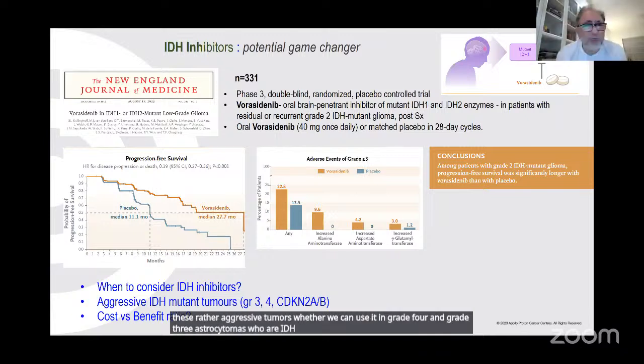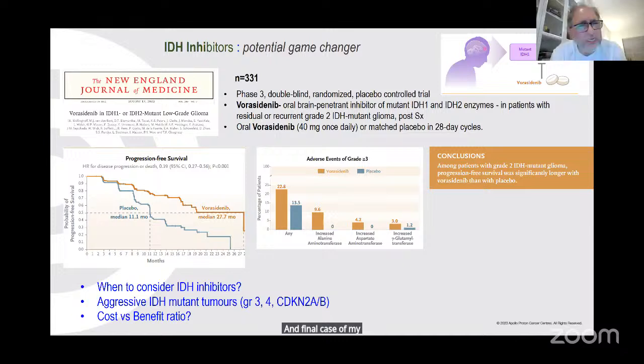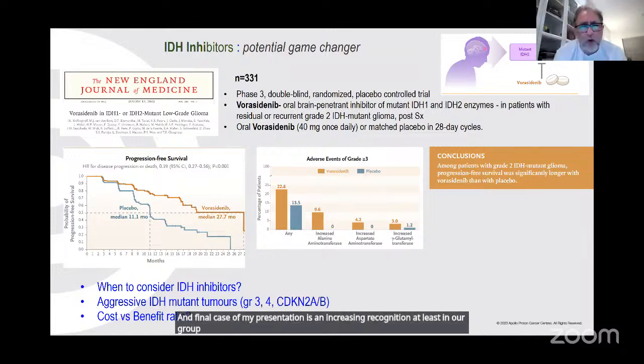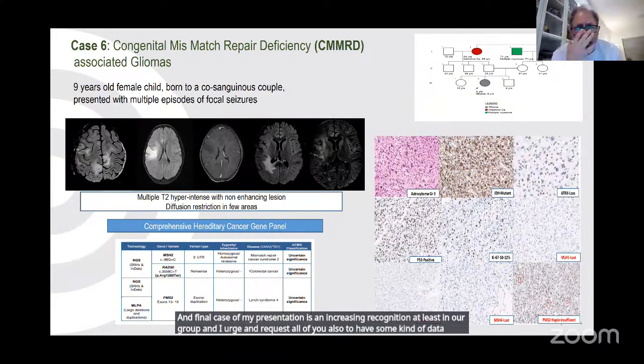And in the next 5 years, I'm sure you will see more data on it. And the final case of my presentation is an increasing recognition, at least in our group, and I urge and request all of you also to have some kind of data, especially in our country. In some parts and pockets of the country, we have a fair amount of consanguinity.